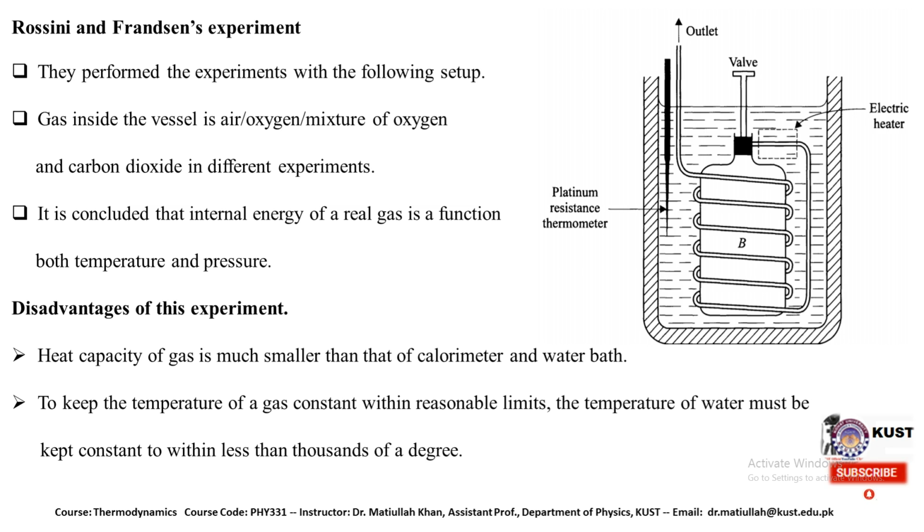Here there is a gas enclosed inside a vessel, and there is an outlet, meaning the gas can go out of it, and the whole system is immersed in water. There is an electric heater to increase the temperature and measure its change in temperature, and there is a pressure gauge.